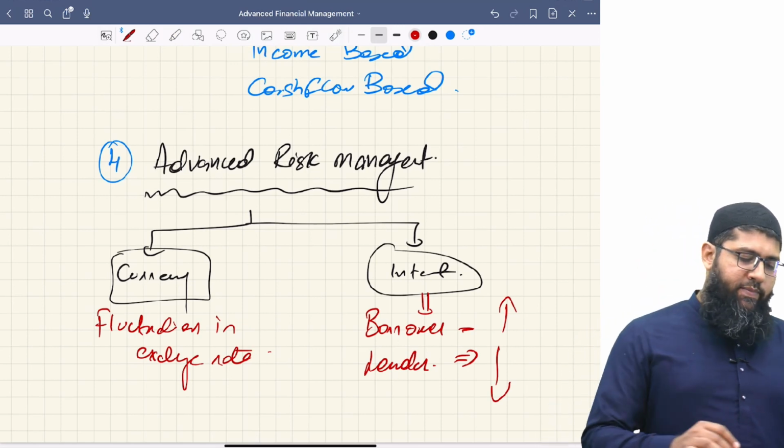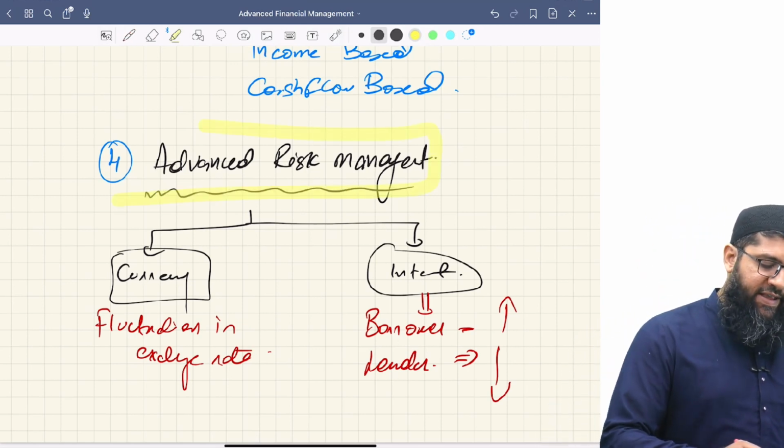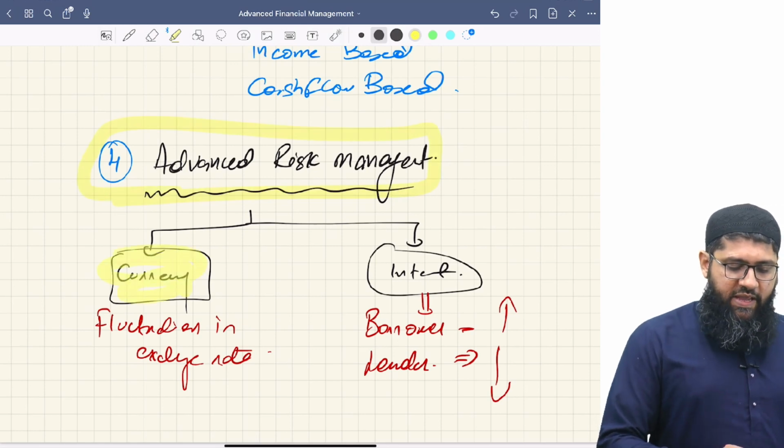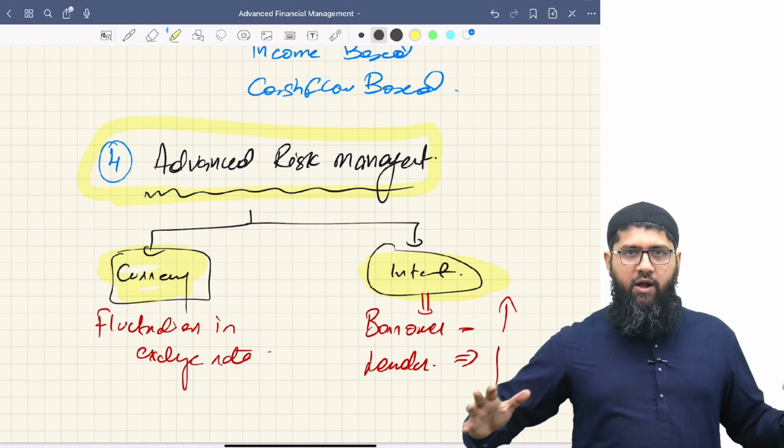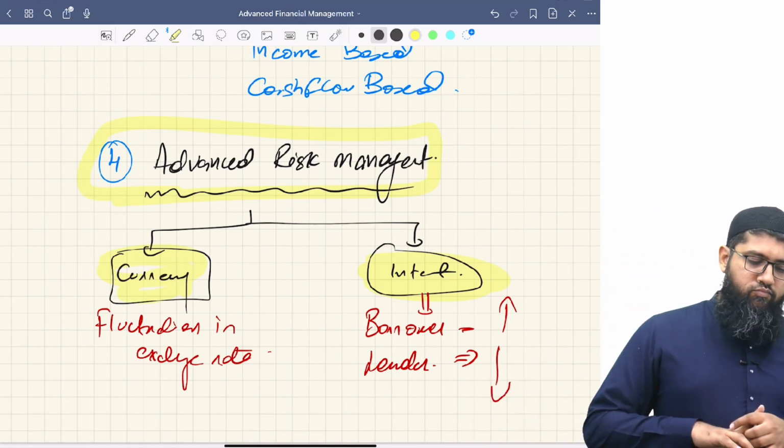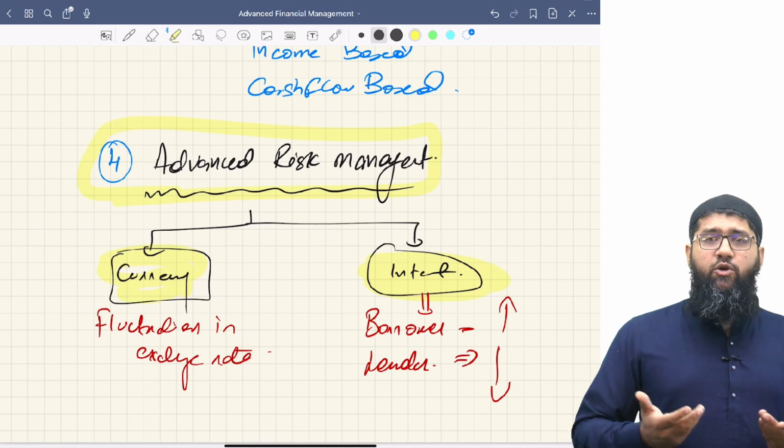So basically what we would be doing is that we would also be discussing these currency and interest rate risk management techniques. That's what we are going to be covering. Now, let me guide you people a bit more.